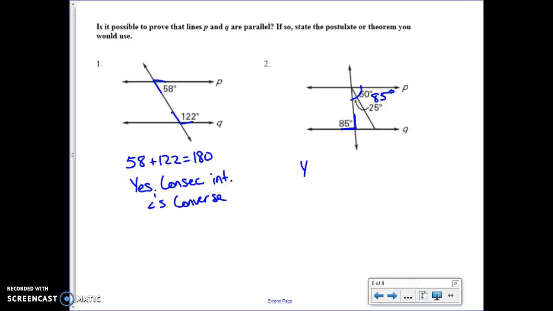So I can say, once again, yes, by our alternate interior converse theorem.